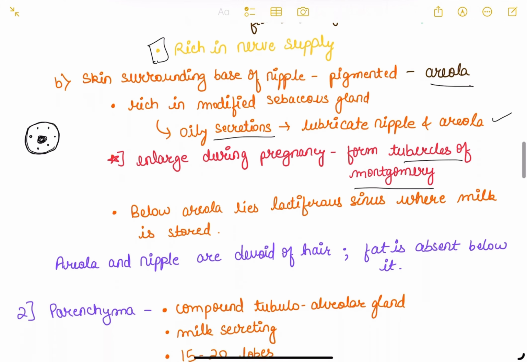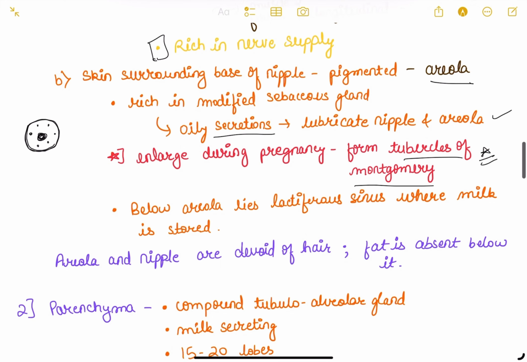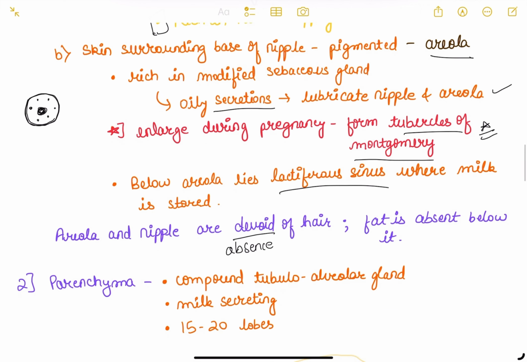This is important, can be asked as an MCQ. Below the areola lies the lactiferous sinus where milk is stored. The areola and nipple are devoid of hair, that is, absence of hair, and the fat is also absent below it. So there will be no fat below the areola and nipple.